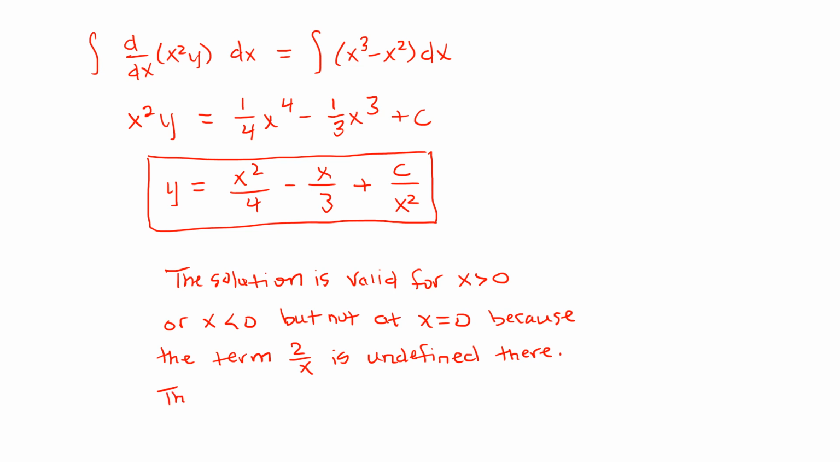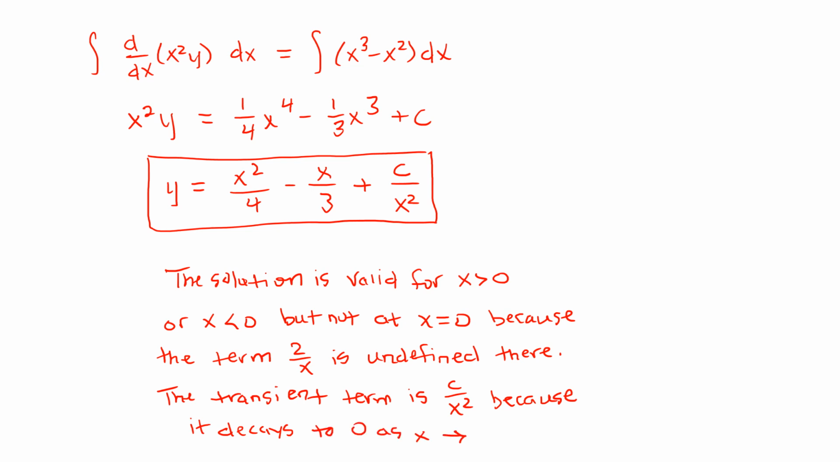The transient term is c over x squared because it decays to 0 as x approaches infinity. Okay.